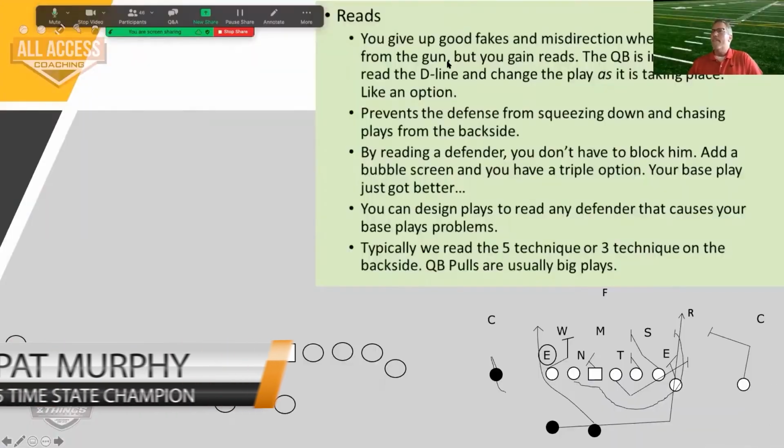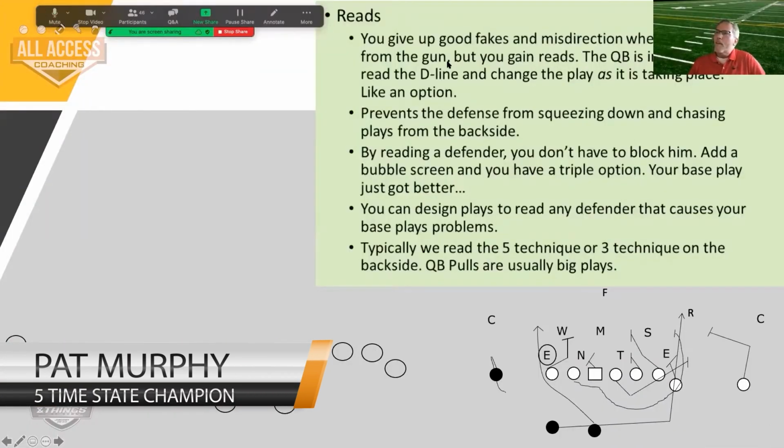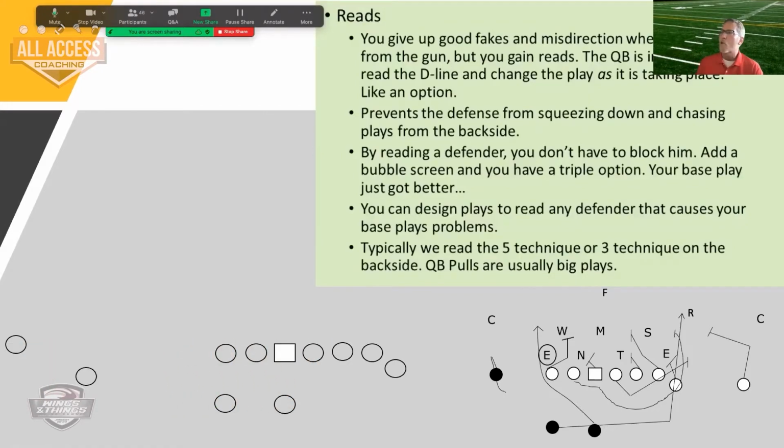All right, so the reads. You give up good fakes running from the shotgun, but you gain reads. Your quarterback is in a position to read a defensive lineman, so you don't have to block him. So that's big. You can turn it into a triple option. So we also can add a bubble screen or an RPO, and you get all sorts of different options.